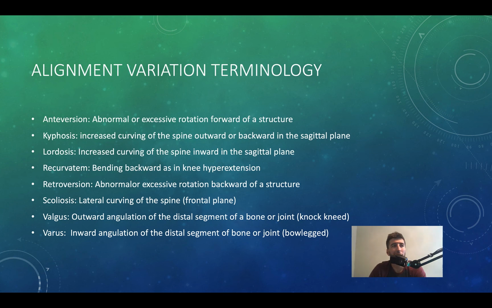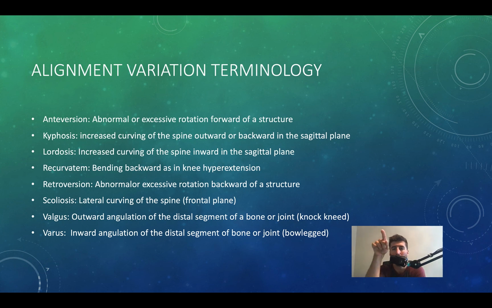Kyphosis, or you can have someone that's kyphotic. That means that their upper back is rounded forward. If you look at them from the side, their upper torso is going to be rounded forward and the shoulders are going to be sloped forward. That's due to an increased curving of the spine outward or backward in the sagittal plane.